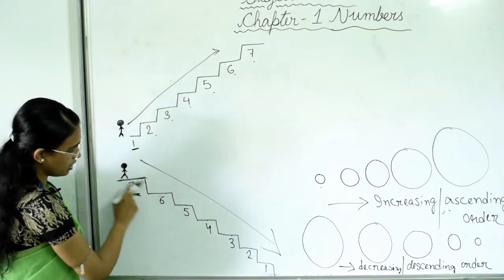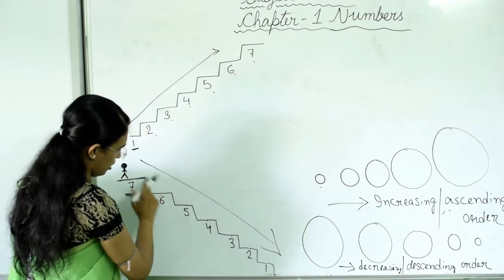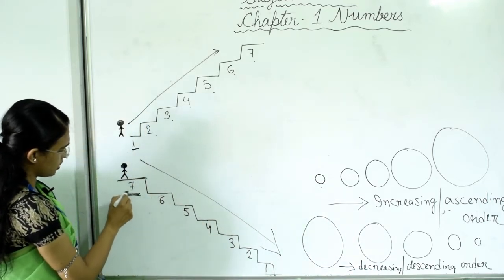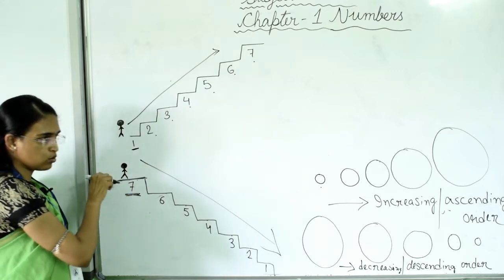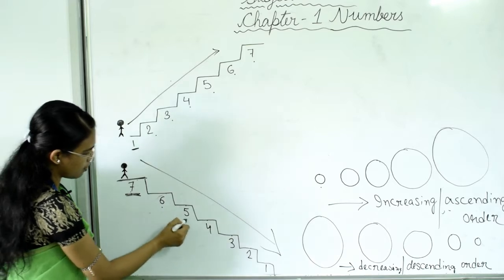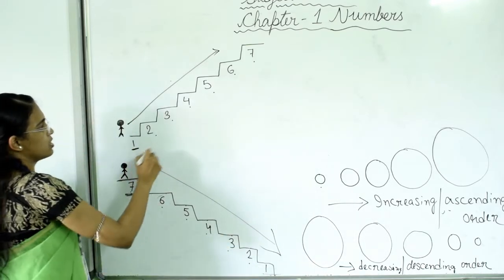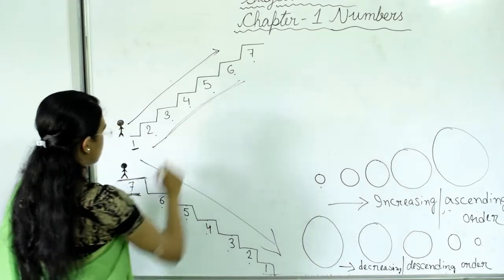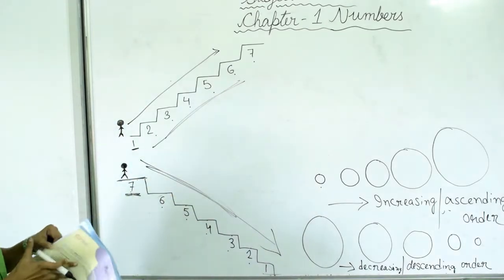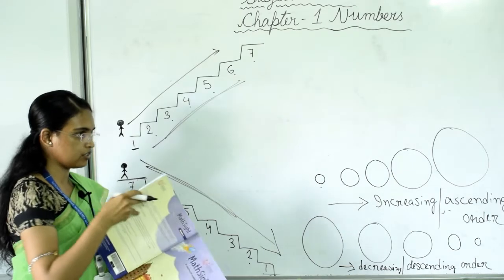Now when he is going down, that means when he is decreasing, the numbers also, in this part you have to go backward, like from 7, then 6, 5, 4, 3, 2, 1, in this way. So this is increasing or ascending order, this is decreasing or descending order. Have you understood this? Now come to the next page, that is page number 8.